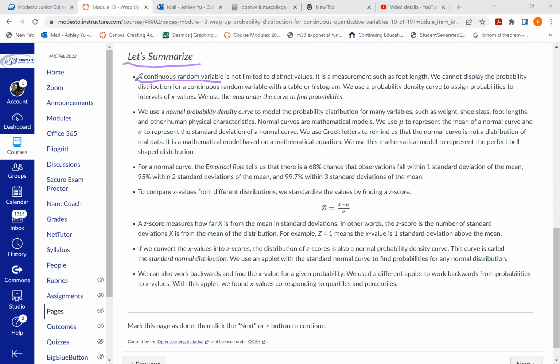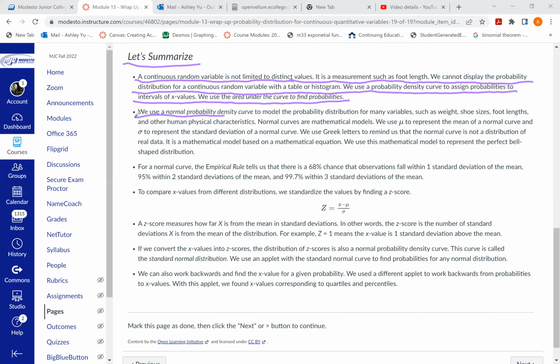A continuous random variable is not limited to distinct values. It is a measurement such as foot length. We cannot display the probability distribution for a continuous random variable with a table or histogram. We use a probability density curve to assign probabilities to intervals of x values. We use the area under the curve to find probabilities.